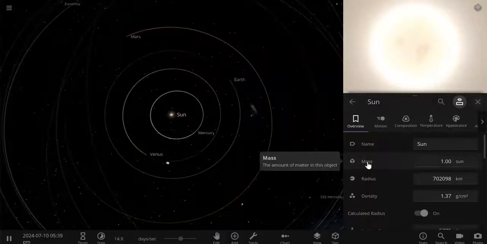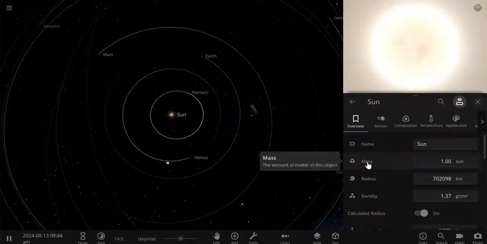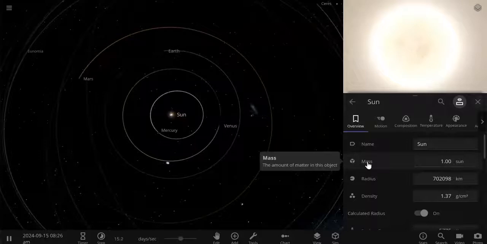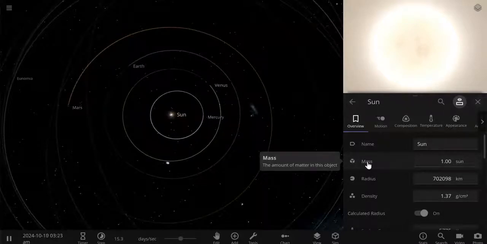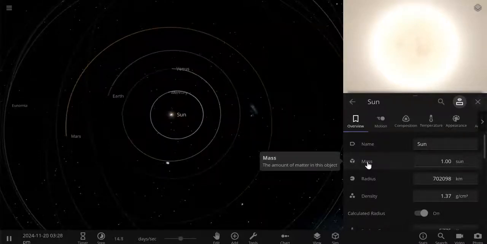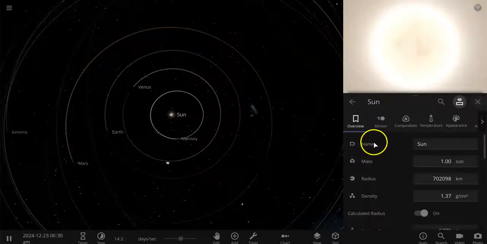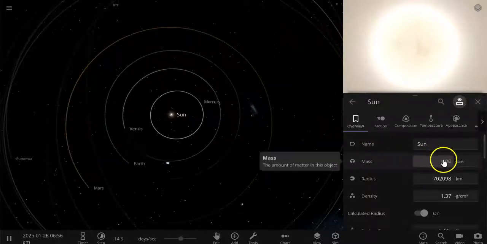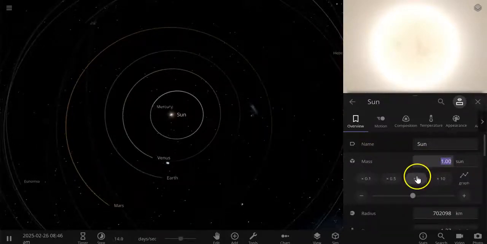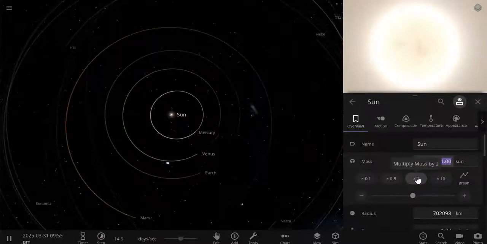doubled in size. I can triple it in size. I can even make it zero, right? I can make it so that it disappears. So let's just start playing with this. And I'm going to switch its mass to 2 times its normal size. So I'm going to click on that.